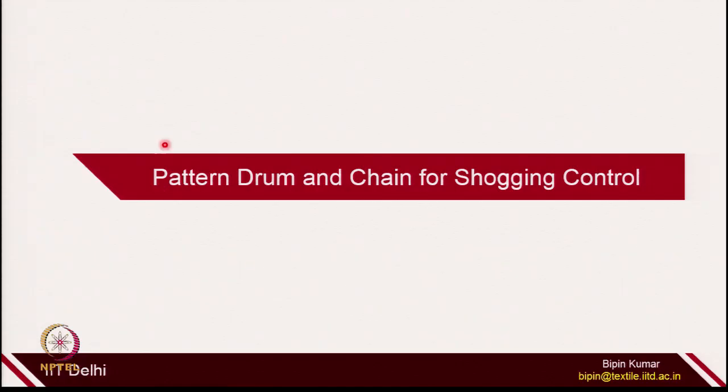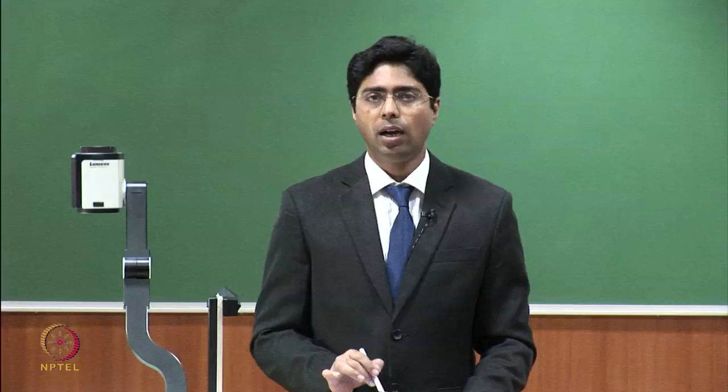It actually does it with the help of pattern drum and chain arrangement. The pattern drum and the chain arrangement is one of the machine elements which is responsible for controlling the sagging motion of the guide bar. So, in this lecture, we are going to understand the functioning of the pattern drum and the chain which is fixed on the pattern drum, and how the revolution of the pattern drum and chain arrangement controls the sagging motion of a particular guide bar.